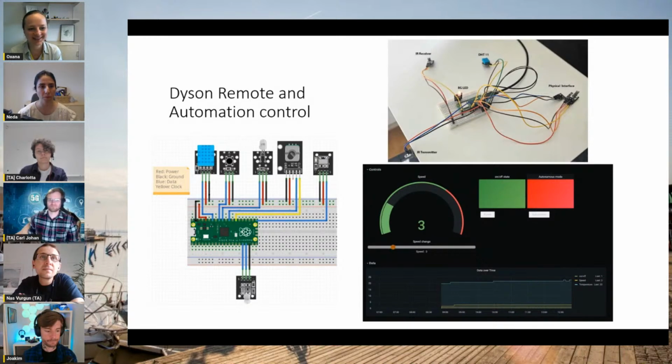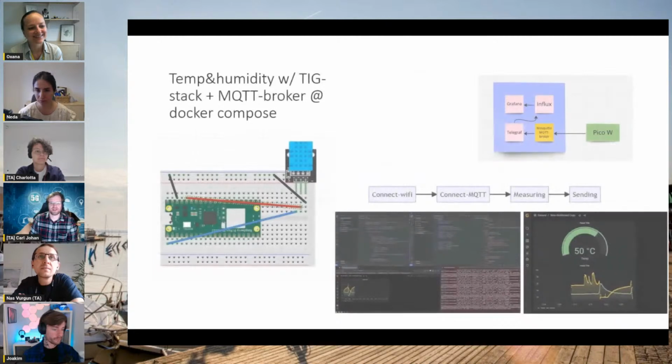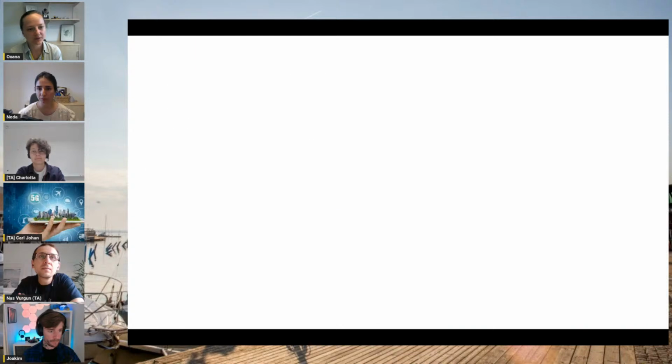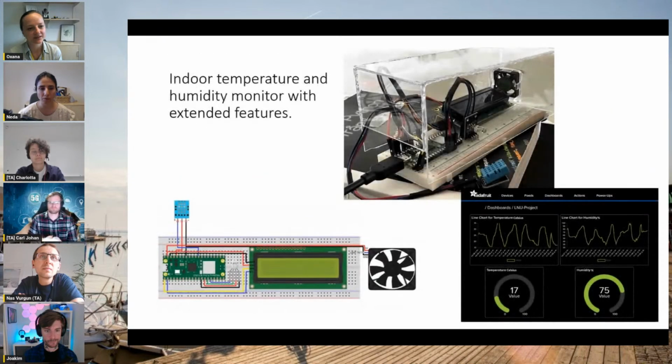Dyson remote. That's good. I wonder if that actually worked. I think it was the control of a desktop fan, one of the Dyson tower thingies. Yeah, here's again temp and humidity, but with the TIG stack. So self-hosted. Here's a .NET solution, and some extended features can also be added.